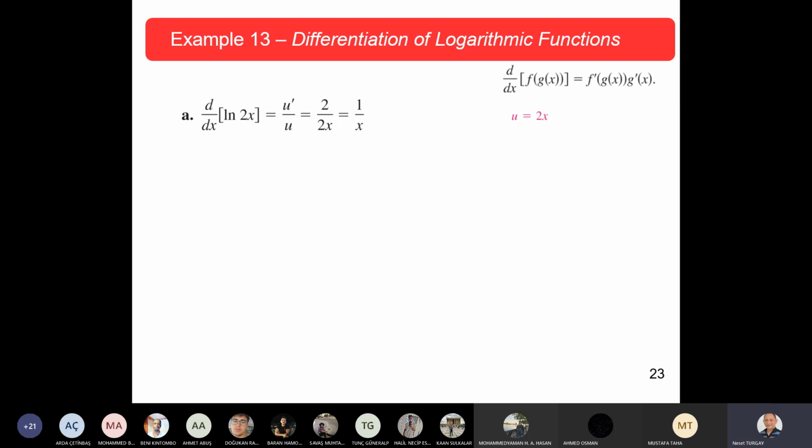Yes. Now here, what is u? This one. What is the answer? U prime over u. What is u prime? 2x. What is u? x squared plus 1. So this is the answer. You okay? Yes. Okay.